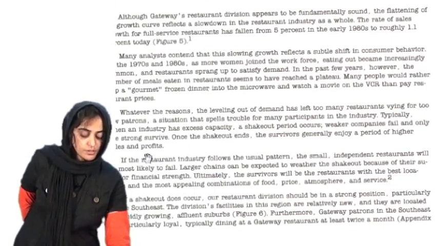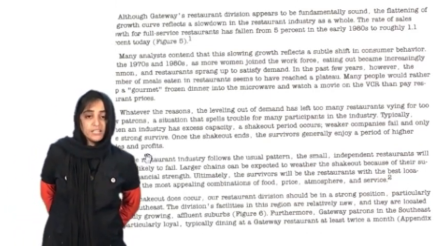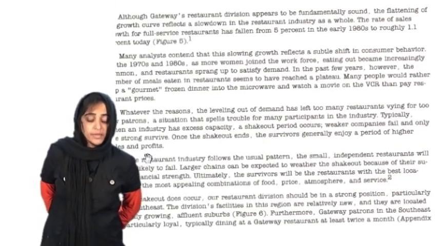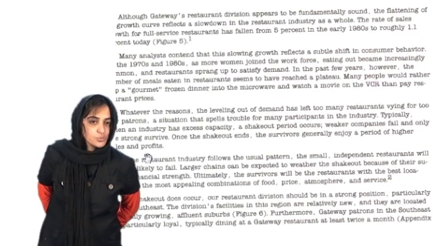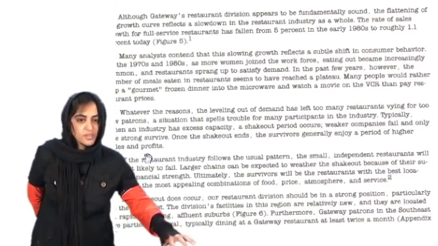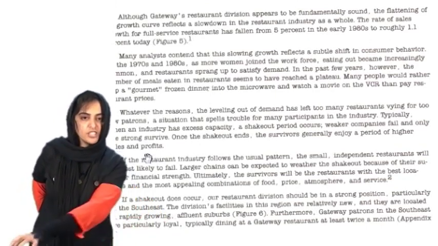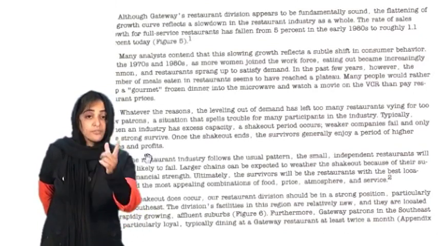Furthermore, gateway patrons in the Southeast are particularly loyal, typically dining at a gateway restaurant at least twice a month. Again, he is not giving any recommendations, but simply generally communicating the situation, that this person will survive, this thing will survive, this thing will not survive, and this combination will work. Generally.